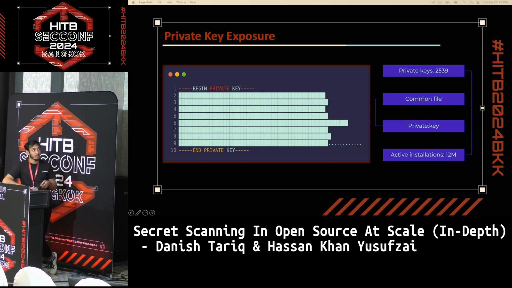Private key exposure. Private keys, as you know, are used for SSL encryption. Some are used for SSH itself. And it's really funny to see people simply exposing these in PEM files. And in this exposure, you can see that the total installation was 12 million. The number is getting huge now.